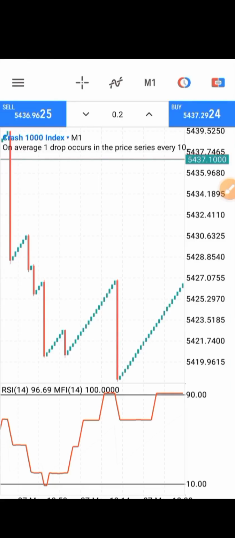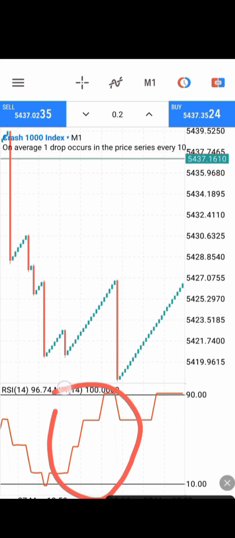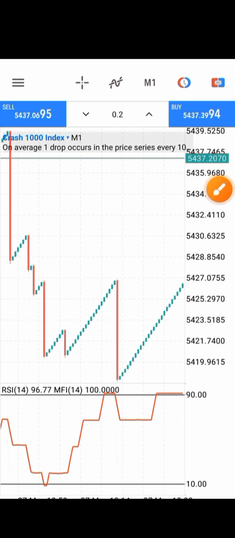First of all, before I proceed with the strategy I'm going to give out in this video, let me first explain the usefulness of these two indicators here. If you look deep into the indicator window, you will see the RSI and the MFI.